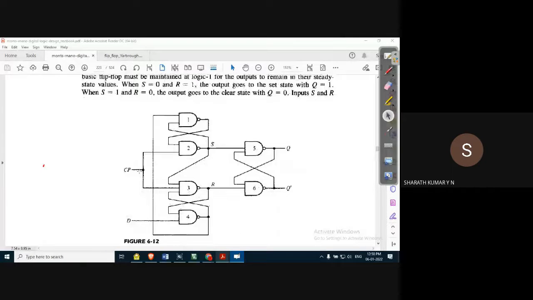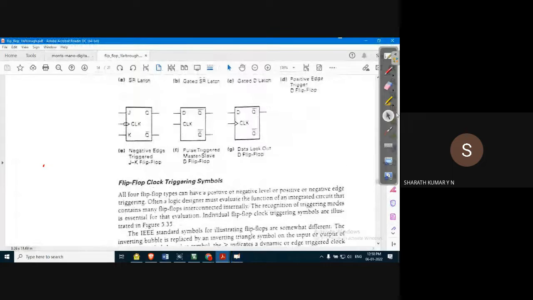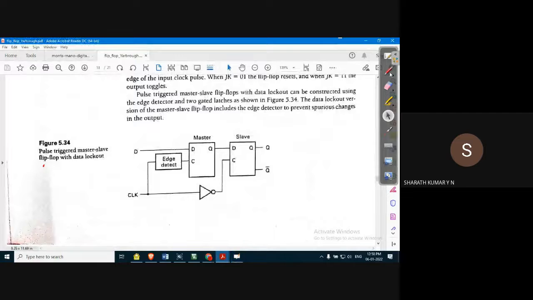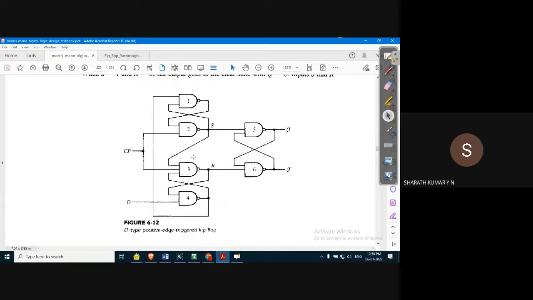Next is edge detect. In this diagram, we had seen the edge triggered flip-flop. So I'll go back to this. Yeah, here it is, edge detect. Edge detect is additional circuitry which is used to detect only the edge of a clock pulse, there is a rising edge as well as a falling edge of a clock pulse. Instead of this, we can design what is known as an edge triggered flip-flop. So this is what is called an edge triggered D flip-flop.